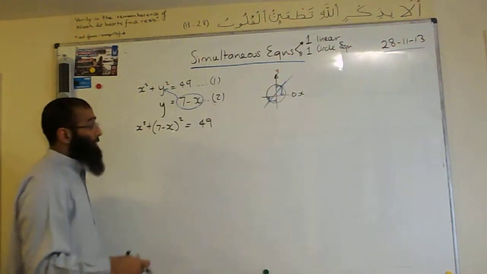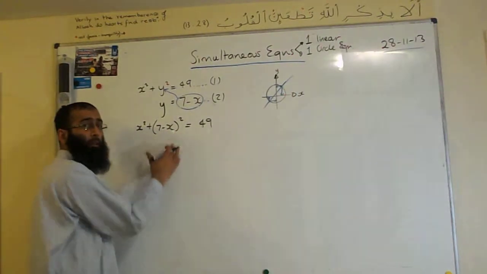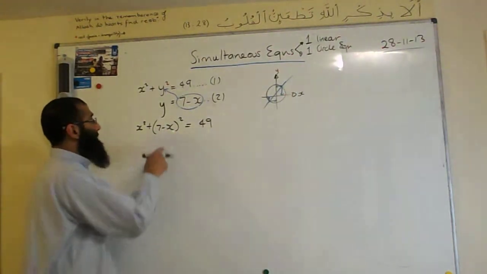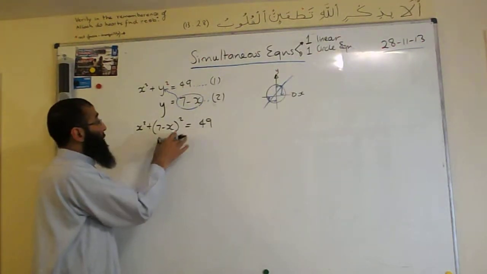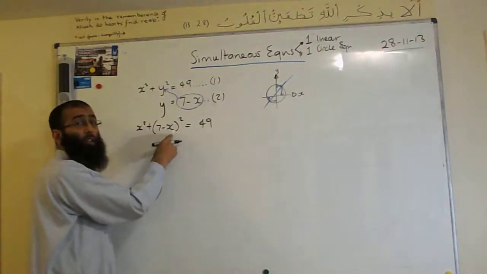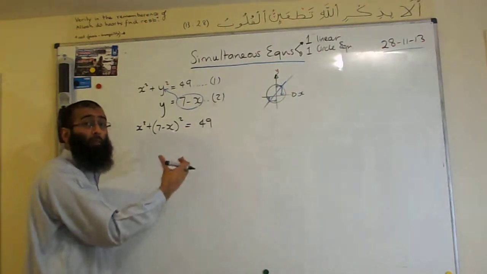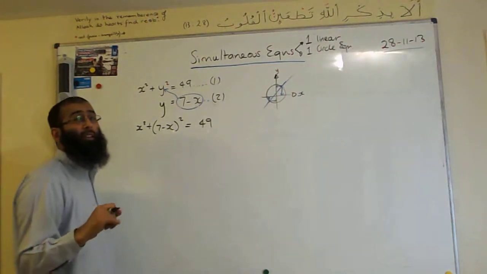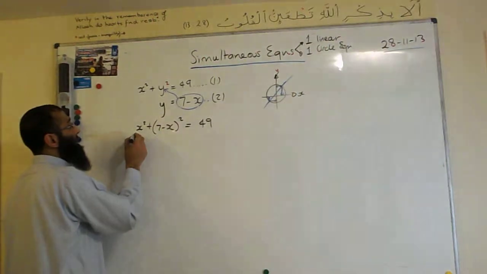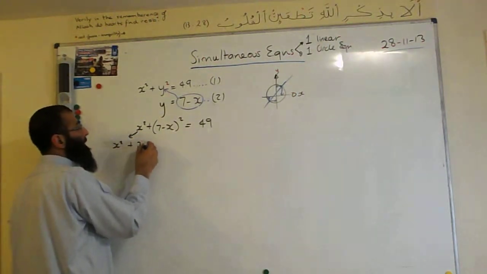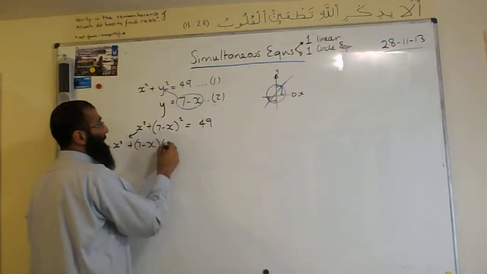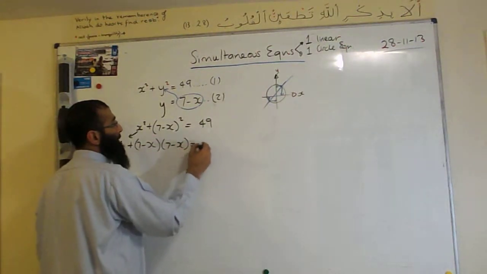Now first of all, we need to square this bracket. The normal response of students is just to square the 7 and square the x. That's completely wrong. When you square a bracket with a difference in there, you have to write the bracket out twice and multiply out using the normal FOIL technique. So let's start. We have x squared add 7 minus x times by 7 minus x is equal to 49.